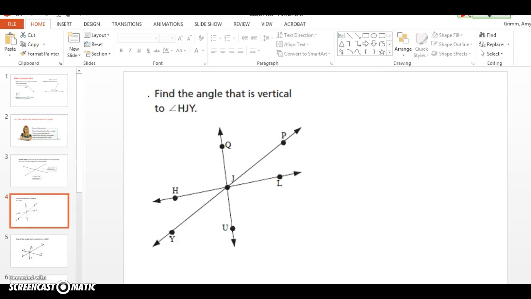It says find the angle that is vertical to HJY. So here is H, J, and Y. We're going to find the angle that's vertical. So what do you think? Oh, look, you guys are good at this already. Dominic, what'd you say? P? Yeah, it's this one right here, PJL. So angle PJL is the one that's vertical. If I said, I'm just going to make this up, that this was a 20-degree angle, this one would also be a 20-degree angle. They would be the exact same angle measure, even though I just made those numbers up. Okay? All right, let's keep going.